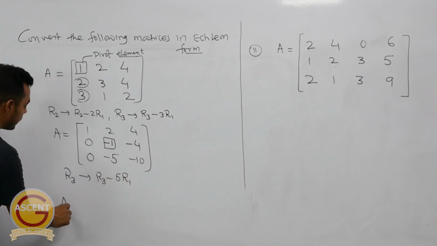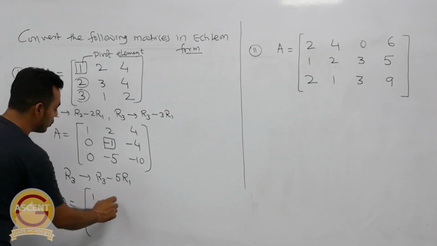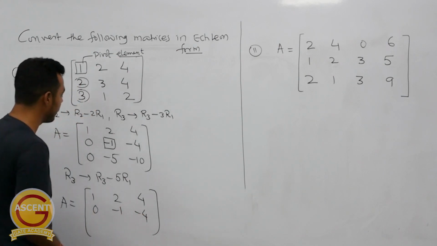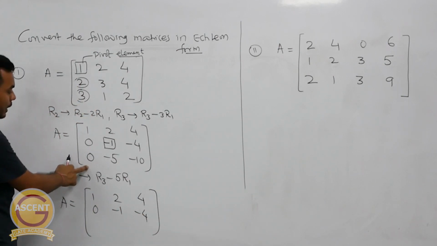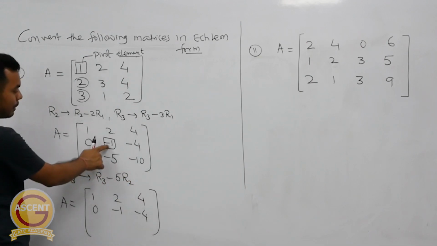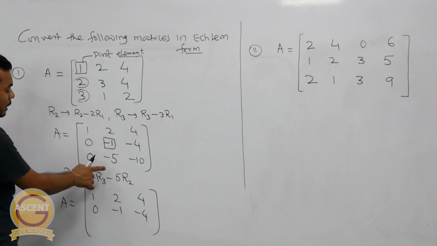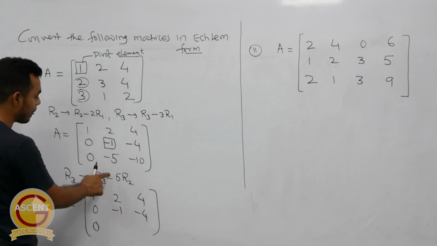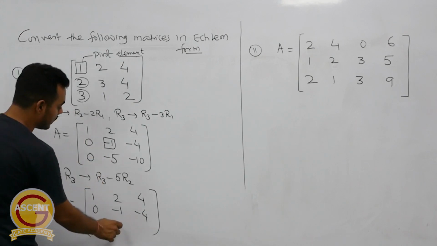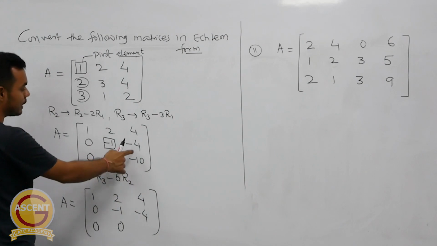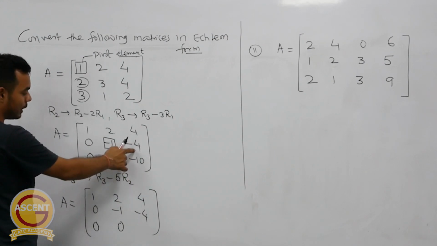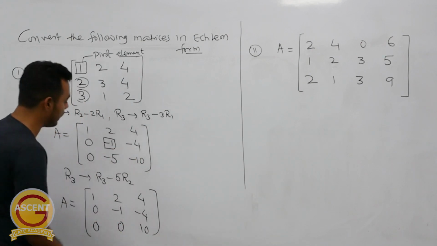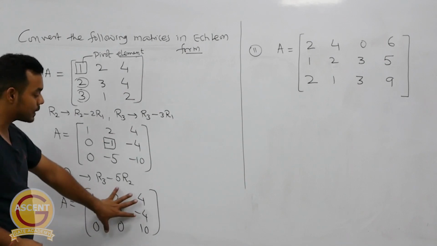If I perform this operation, then our matrix A will be, now first two rows are same. First row is 1, 2, 4. Second row is 0, minus 1, minus 4. And the third row R3, this will be R3 minus 5 times R2. This element is in second row, so we have to perform this operation. So R3 will be R3 minus 5 times R2. So I will get 0 minus 0, 0. Minus 5 minus minus 5. So I will get 0 here. Minus 10 minus 5 into minus 5 into minus 4, so this will be plus 20. So minus 10 plus 20, this will be plus 10. So after two operations, this is our matrix A.